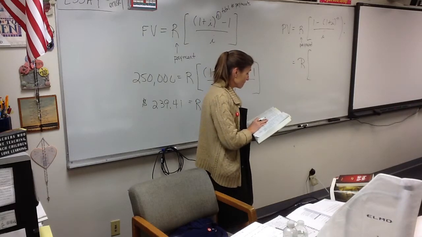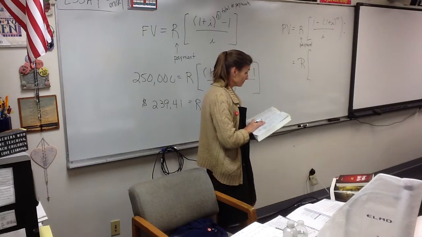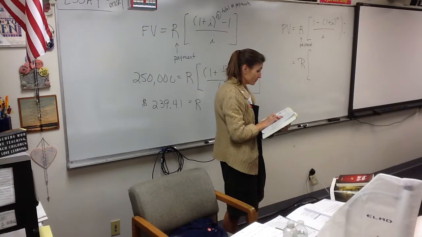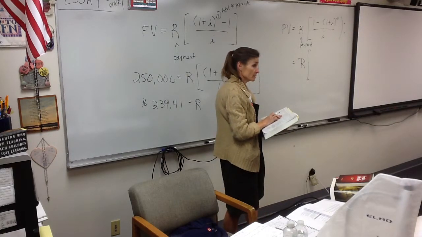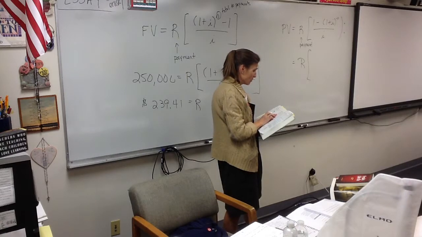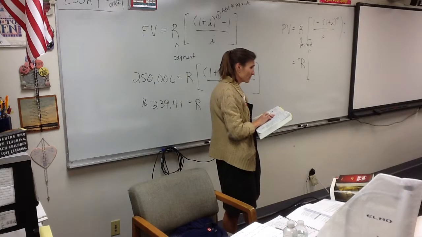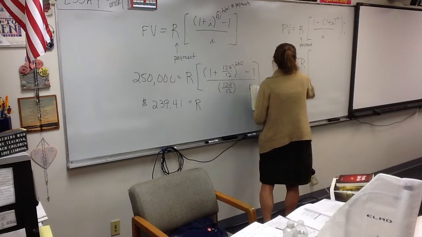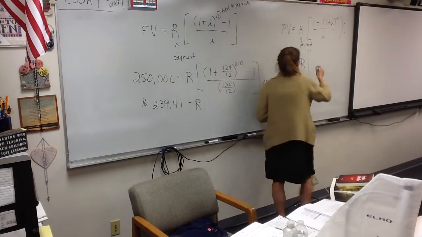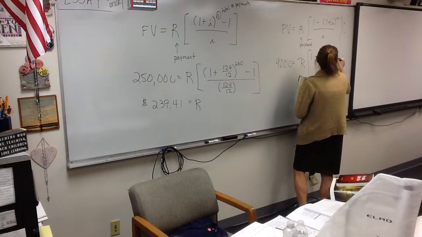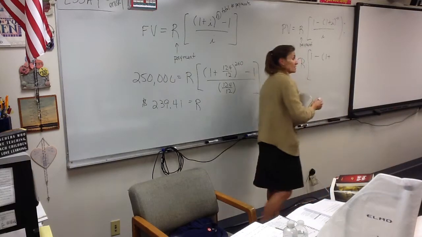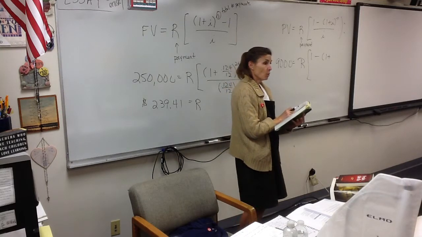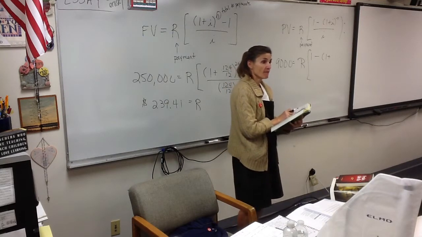What is the present value of the loan? PV, present value. What's the present value of the loan? I'm on number 51, aren't I? Am I doing the wrong problem? $9,000. And I've got 1 minus 1 plus. Okay, now what do you think I is in this problem?